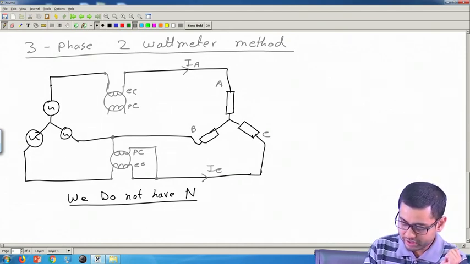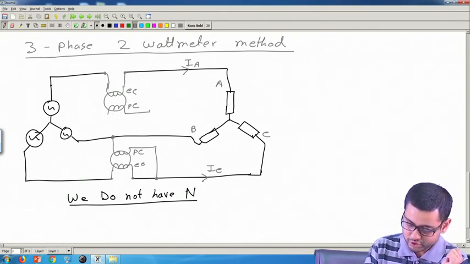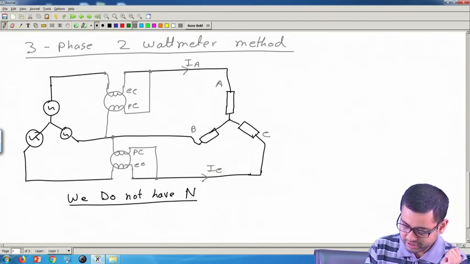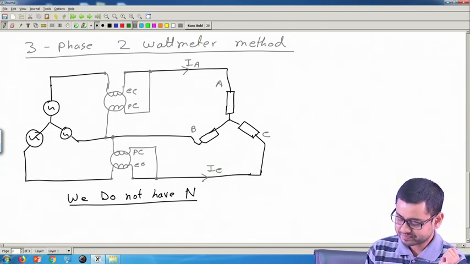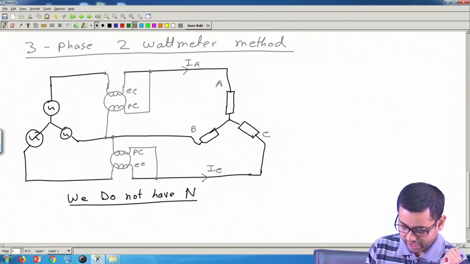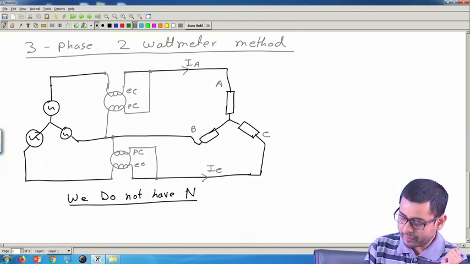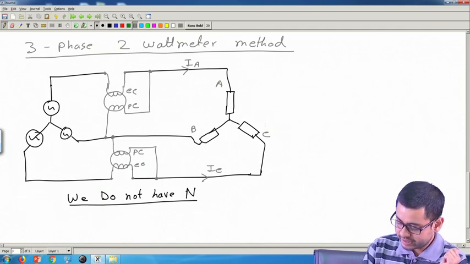Similarly, here also this should be connected one side to the corresponding line, another side to the unused line B. Okay, this is how to connect. So this is a 2 wattmeter arrangement to get the power measured in these three phases.